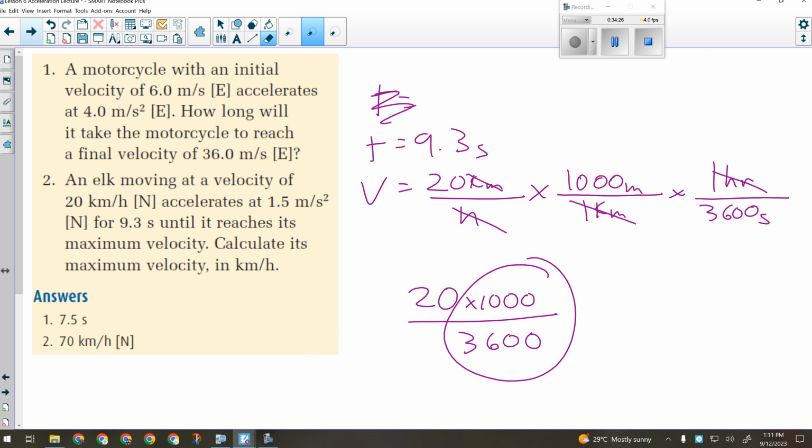If I just look at this part of this equation, is that the same as just dividing by 3.6? If I multiply something by 1,000 and then divide by 3,600, could I have just saved a lot of time and divided by 3.6? There's your conversion factor. You can convert kilometers per hour to meters per second the long way, or you can just remember that you just have to divide it by 3.6. Which is probably what you will do.